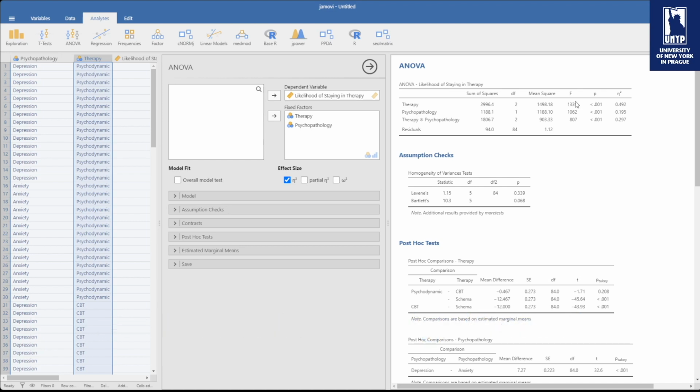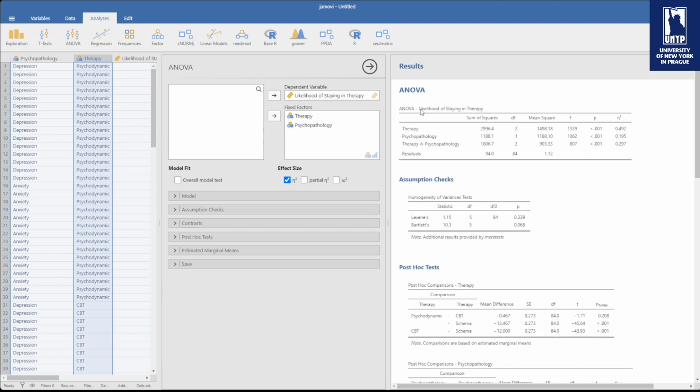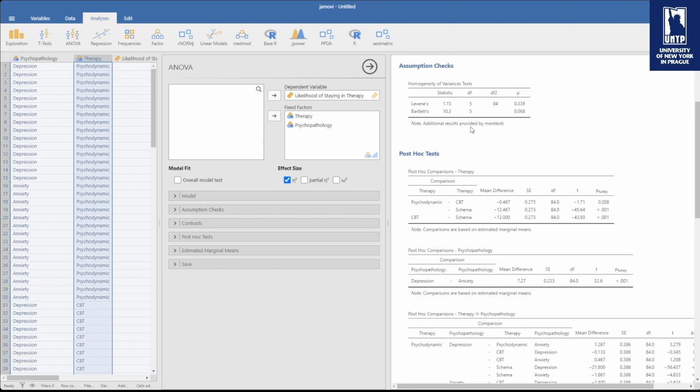But the post-hoc table will give us a better glimpse into this interaction. So, the main effect, the post-hoc is just for the main effect of therapy. So you have psychodynamic and CBT, it is not significant. Okay, so we know that there is a significant difference overall in the main effect, but there is not a significant difference between psychodynamic and CBT when it comes to staying in therapy.